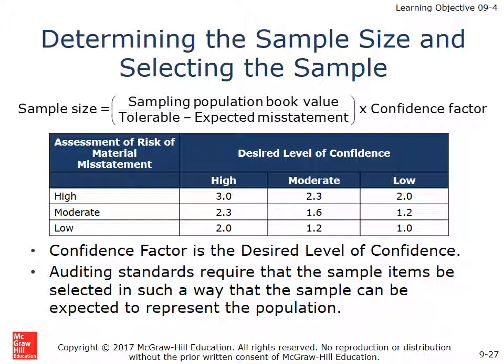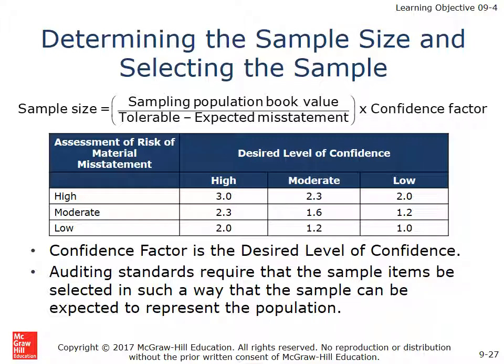For instance, here's what we do. We will take our sampling population book value and divide it by our tolerable error minus our expected misstatement. Then multiply that by a confidence level based on our assessment of risk of material misstatement. Auditing standards require that the sample items be selected in such a way that the sample can be expected to represent the population. Take a look on page 320.